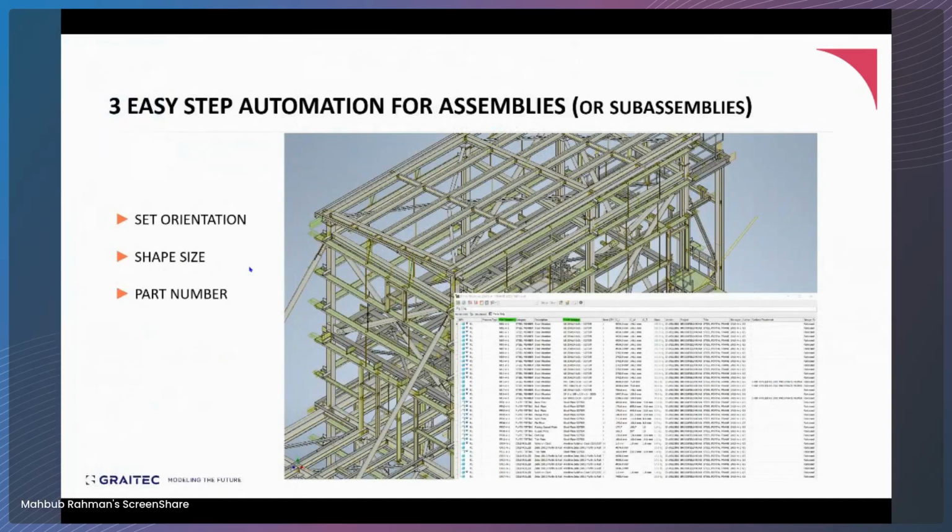So now our main target is how we can automate our work. We want to batch process our parts from an assembly. That's your target. That's the reason why you are here, right? So 3 easy steps, and then from there we can create our parts, our NC files, fairly quickly.